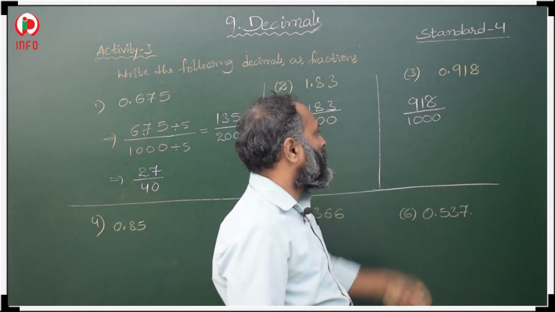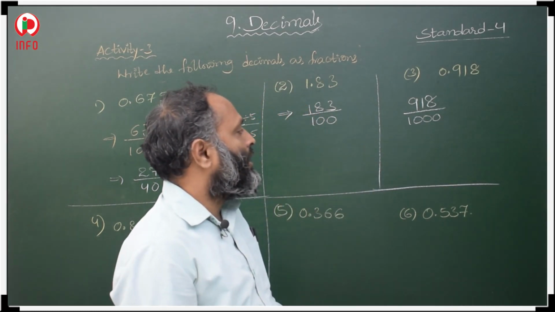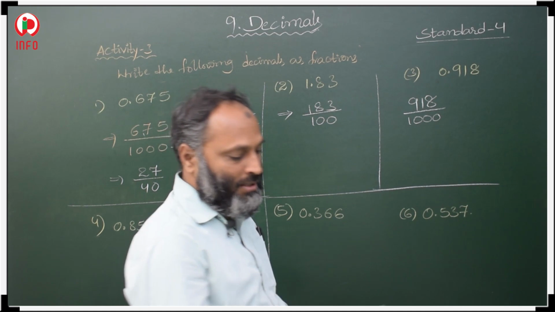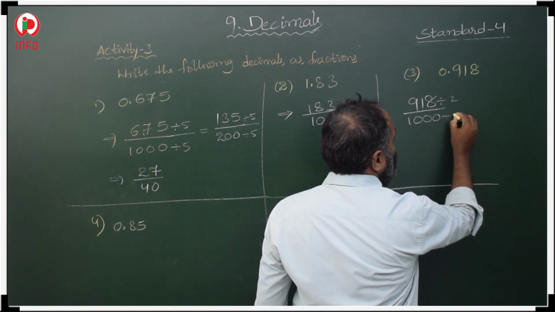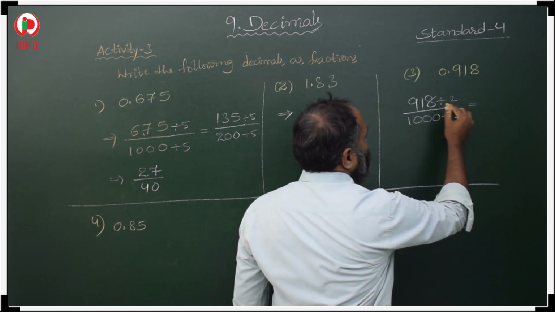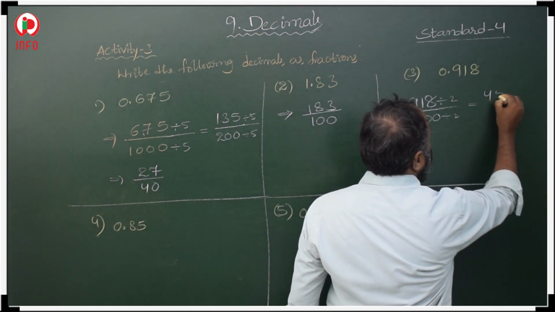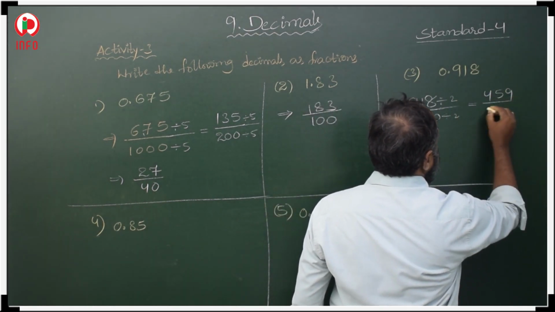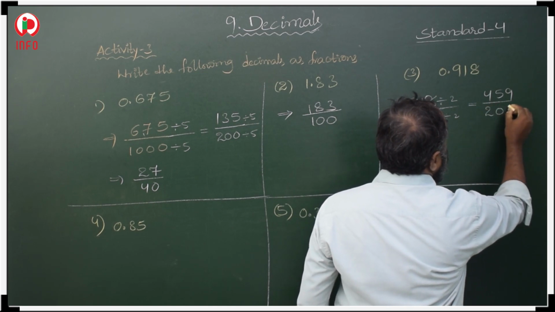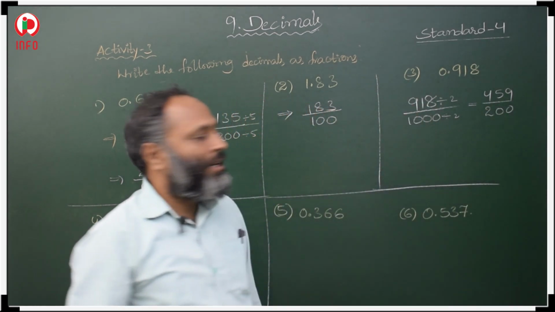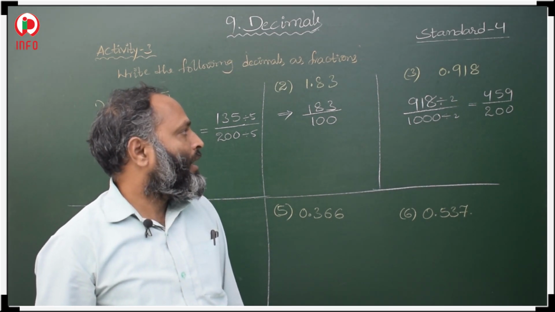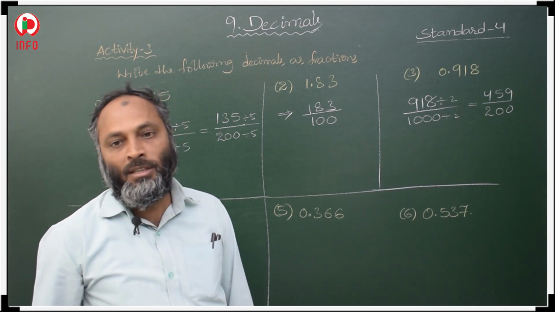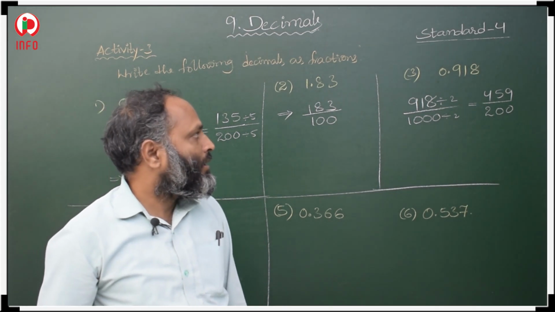Then these two are even numbers, divisible by 2, so divide both by 2. Then 459 by 200. This is the answer.